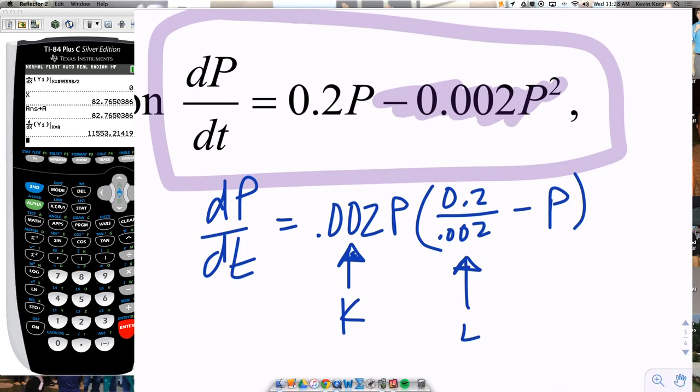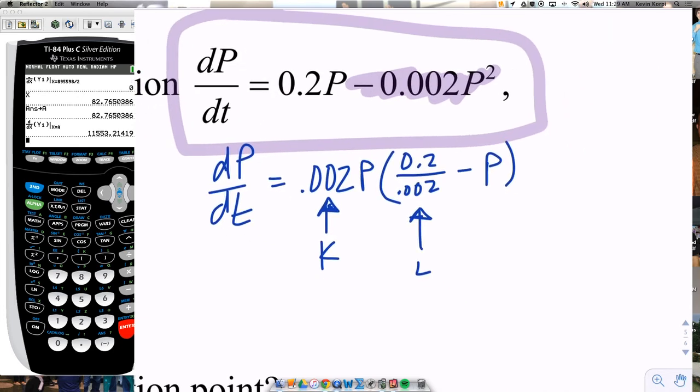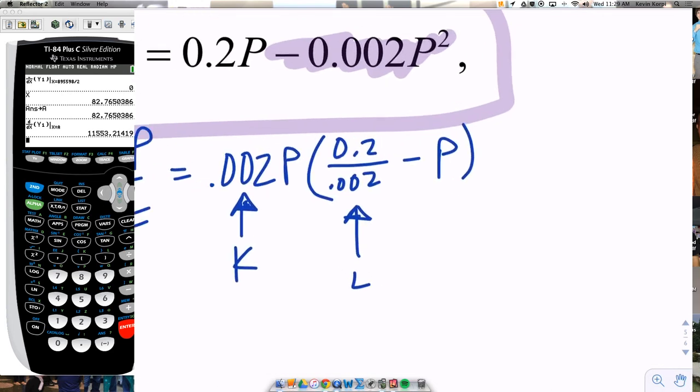Now, on a free response, you can leave it like that. That's numeric, but you'd have to state that. But let's do something with it. What is 0.2 divided by 0.002? If you multiply by 1,000, you get 200 over 2. So it's 100.